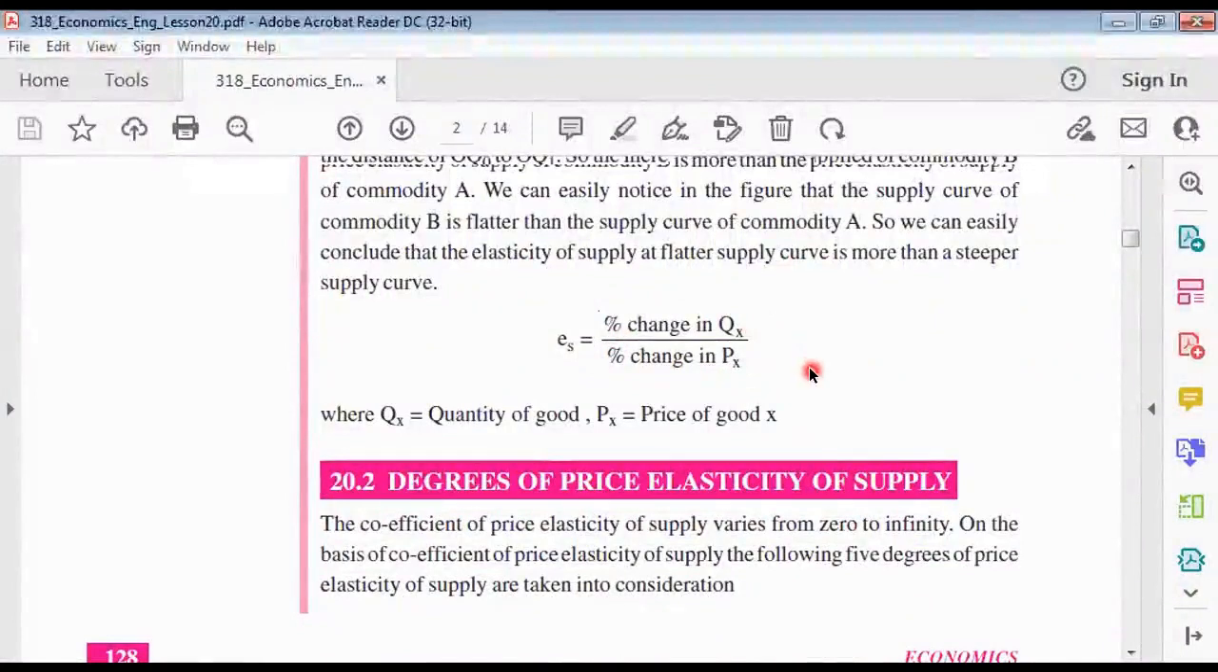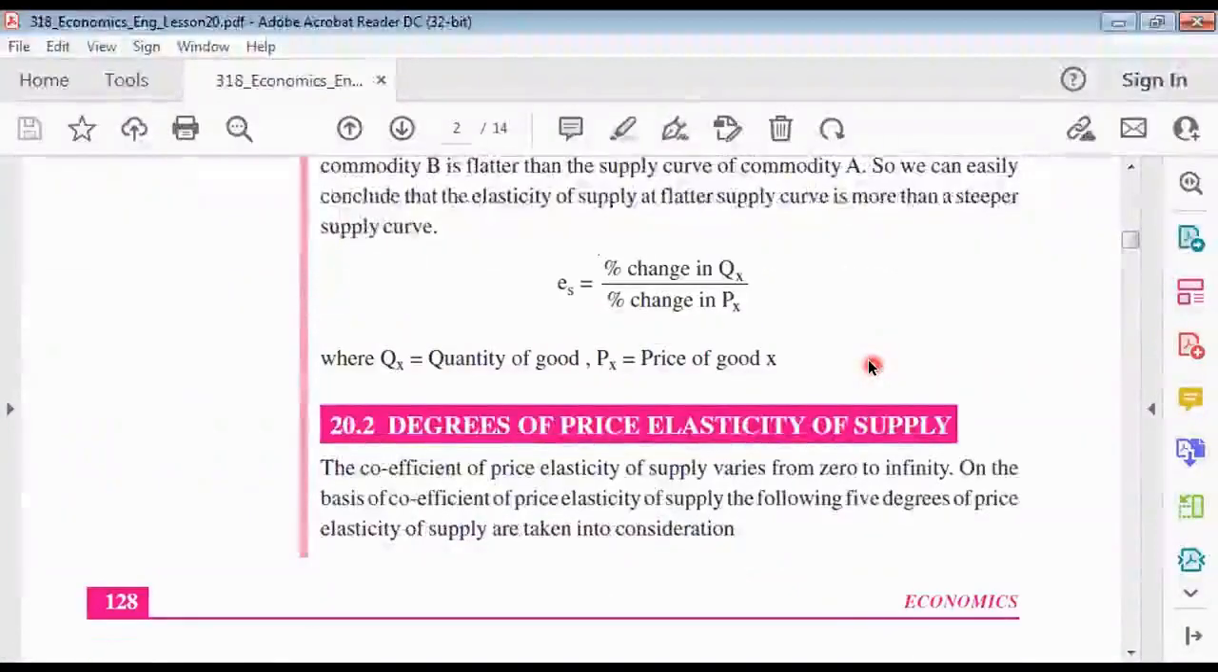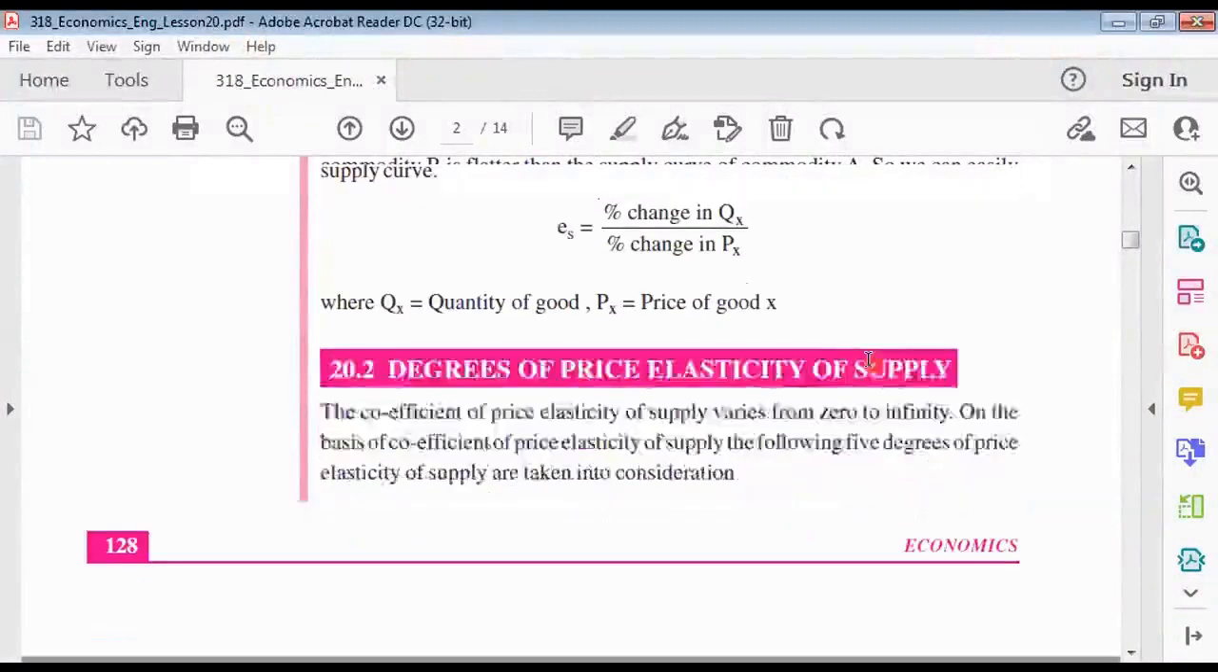Any data would be given: price would be such, quantity would be such, price increases or decreases to some level, and in response quantity supplied rises or falls to some level. Compute the price elasticity of supply. Simply find the percentage change in supply, then divide it by the percentage change in price, and you'll get the price elasticity of supply. Now, the degrees: if you remember, we had 5 different cases of price elasticity of demand. In the same way, you'll find there are 5 different cases here also.